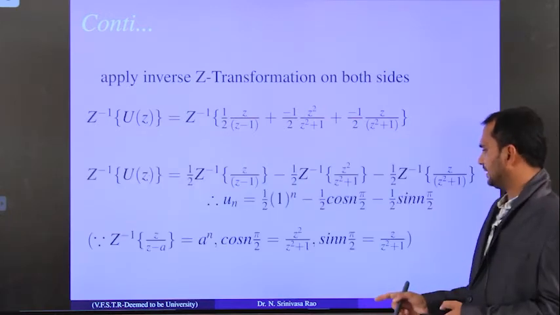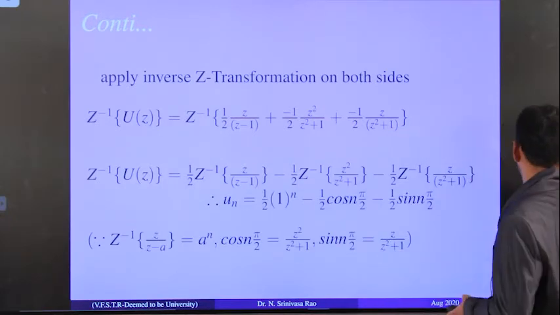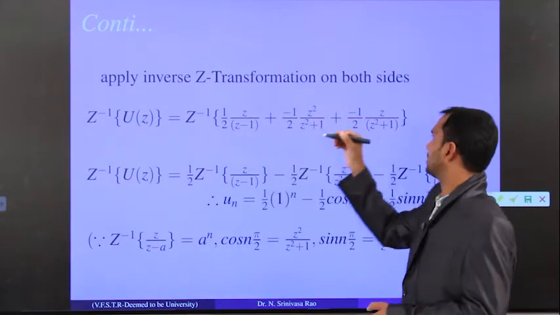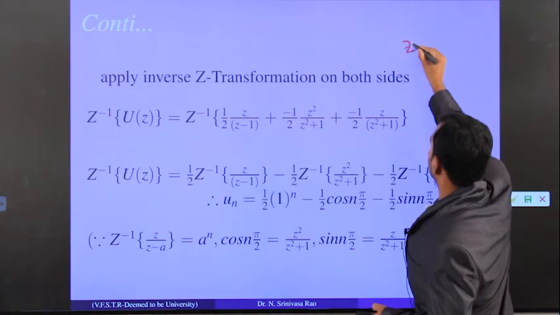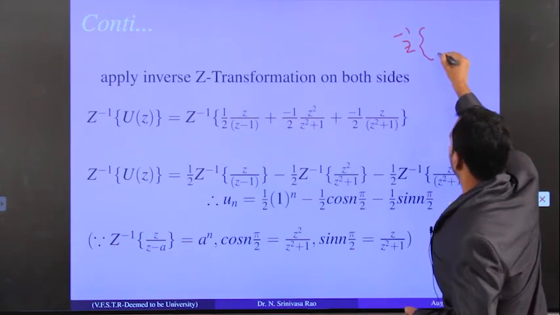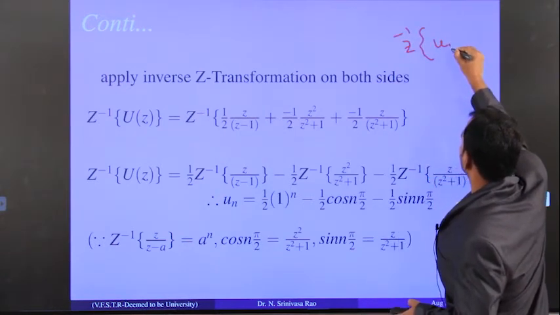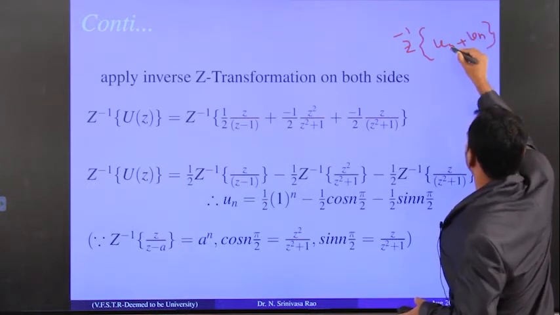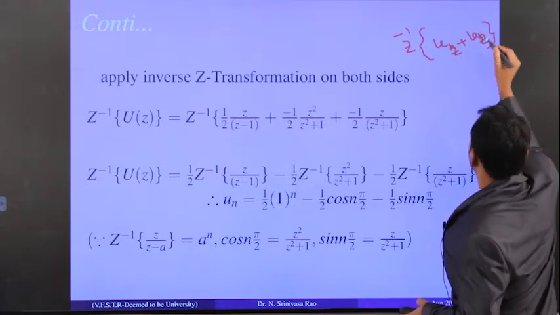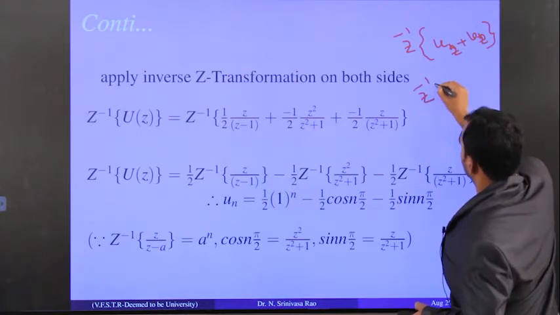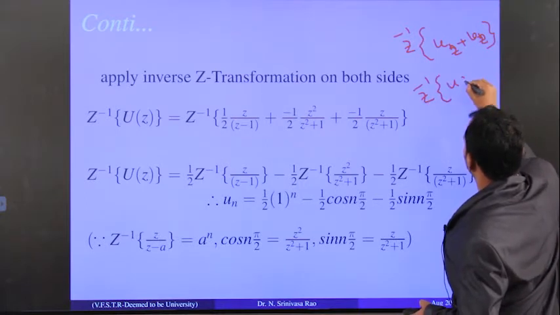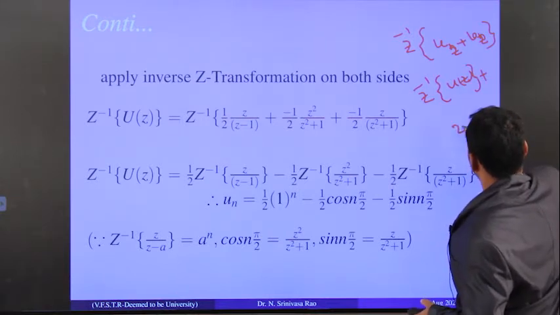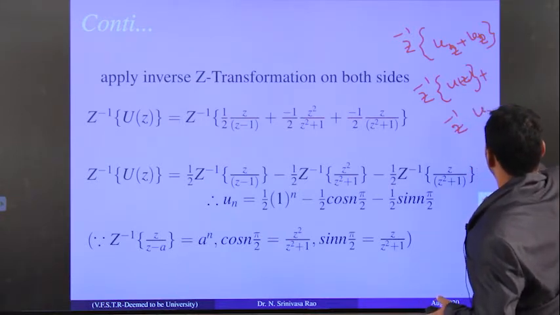In the next step you just apply the linear property. What is the linear property? If you have two functions, Z inverse of u of z plus v of z, you can make it into two parts: Z inverse of u of z plus Z inverse of v of z.